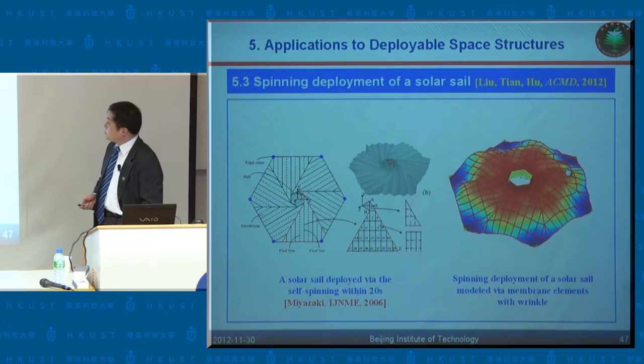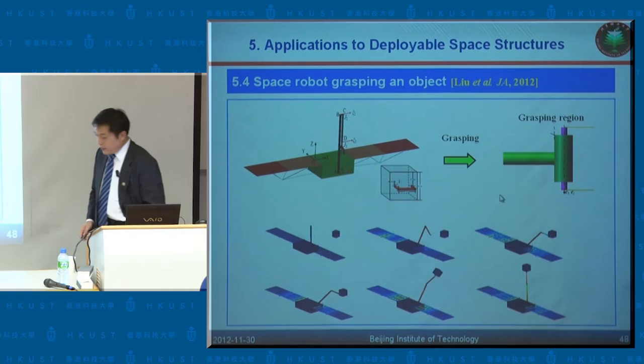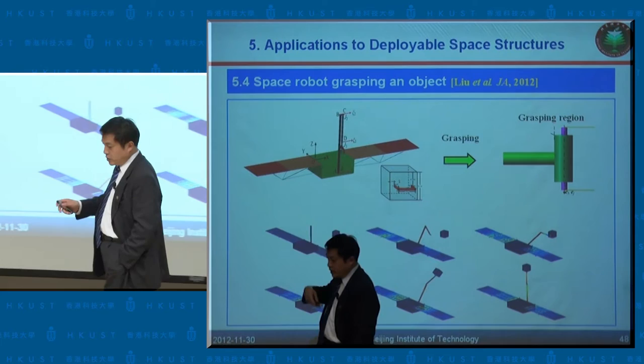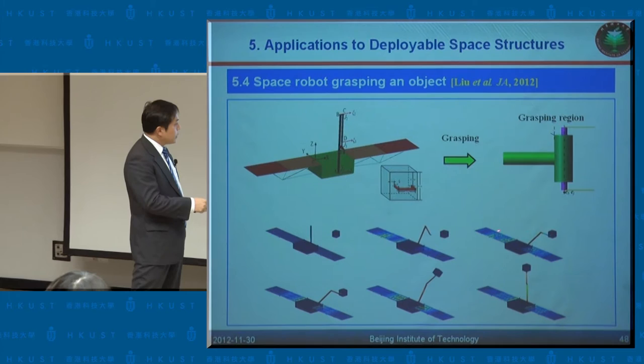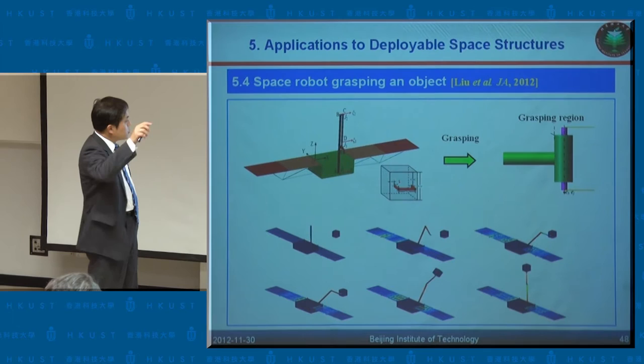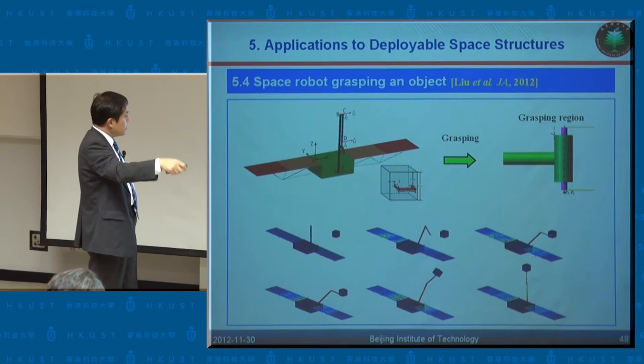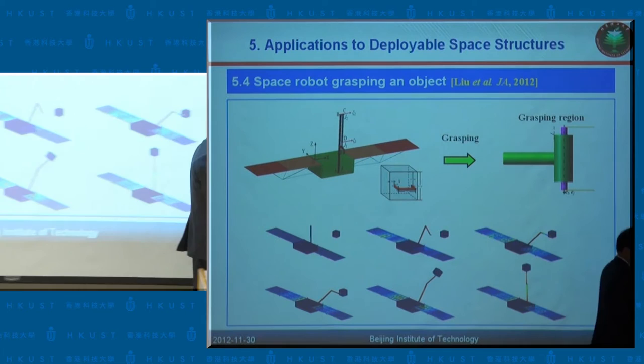Okay. Now let me give you the final example of this talk. This is a space robot which stretches first and then grabs some object, then takes it away. And here is a specific moment of the whole dynamic process. At first, the robotic arms stretch and approach the object, and then grab it, and then take it away. And let me show you the animation of this process.